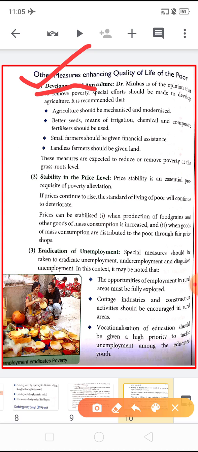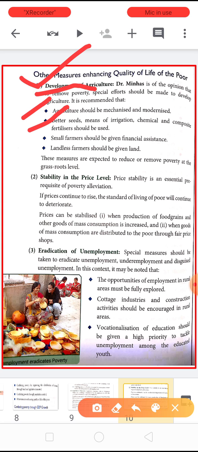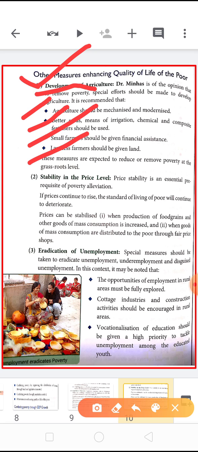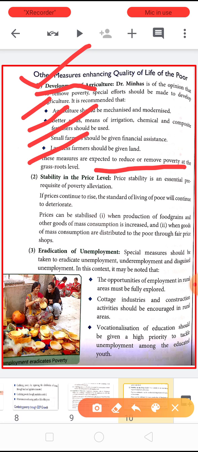Dr. Minhas is of the opinion that poverty can be removed if some special effort is made to develop agriculture. It is recommended that the agriculture sector should be mechanized and modernized. Better seeds, means of irrigation, and chemical and composite fertilizers should be used. The small farmers should be given financial assistance. The landless farmers should be given land, and these measures are expected to reduce poverty at the grassroots level.